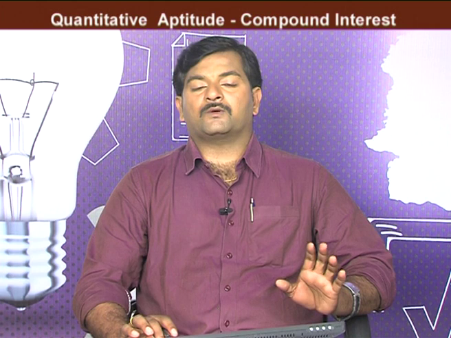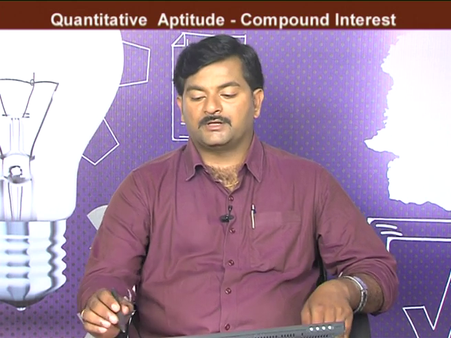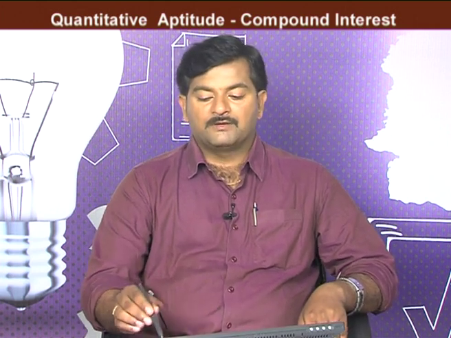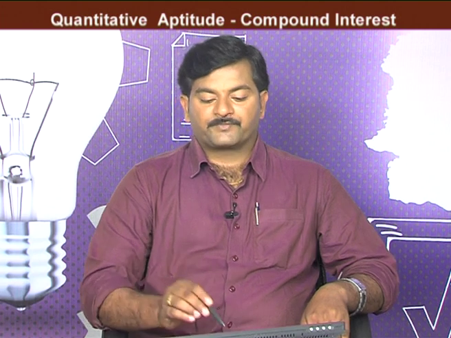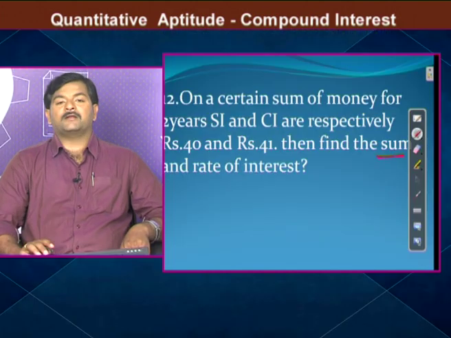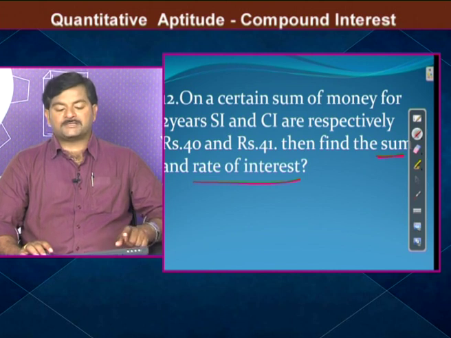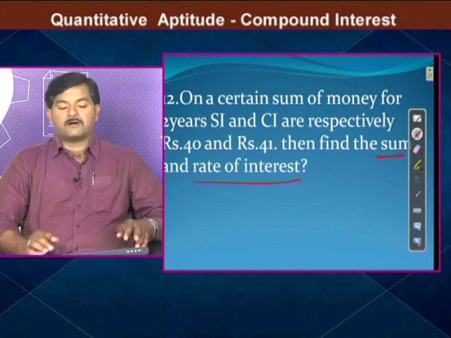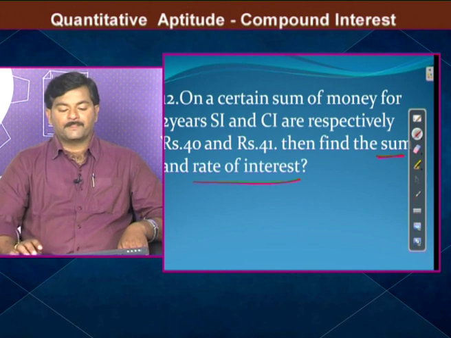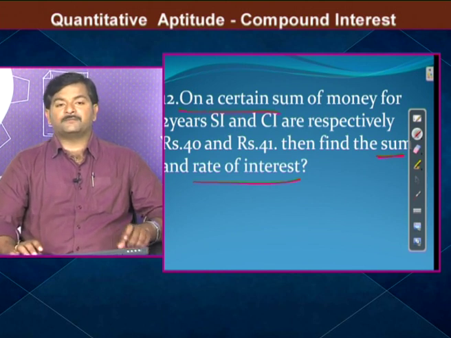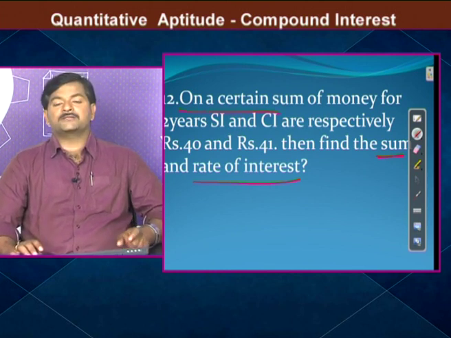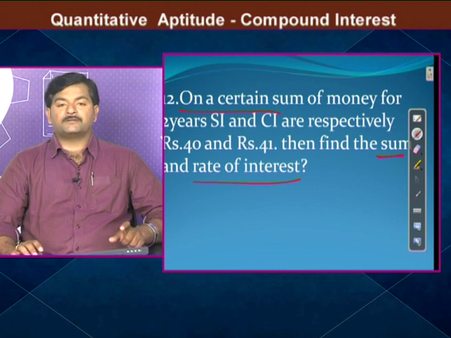There are two different concepts here. Observe what he asked to find: find the sum, and find the rate of interest. There are two different concepts. On a certain sum of money, the simple interest is 40 and the compound interest is 41. Then we are asked to find the rate of interest and the sum.